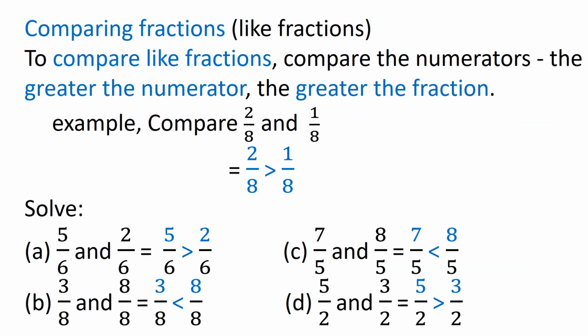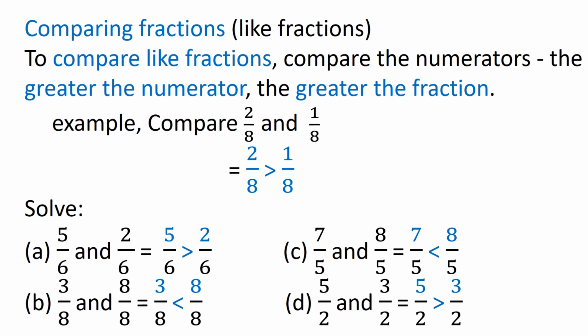Comparing like fractions. What are like fractions? Fractions having the same denominators. You have already learned how to compare two numbers. Let us now learn how to compare two like fractions. To compare like fractions, compare the numerators. The greater the numerator, the greater the fraction. Example, compare 2 upon 8 and 1 upon 8. 2 being the bigger number, fraction 2 upon 8 is greater than 1 upon 8.